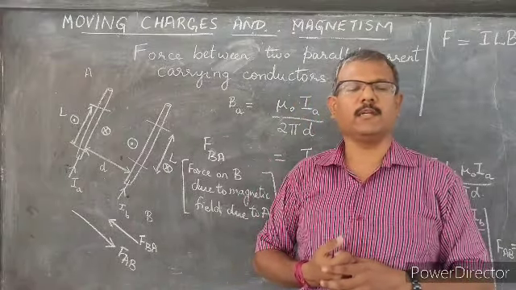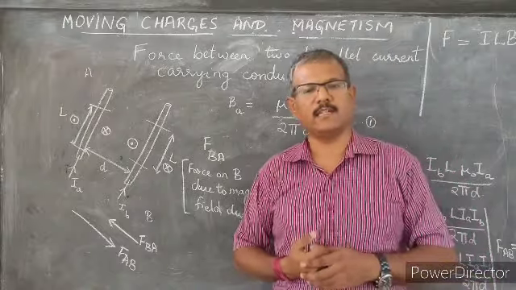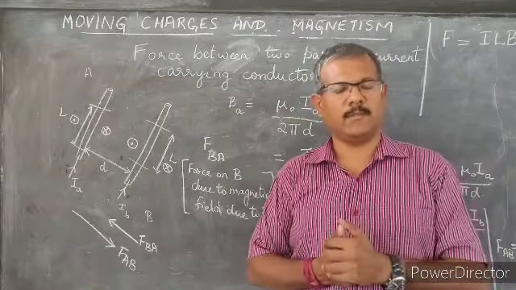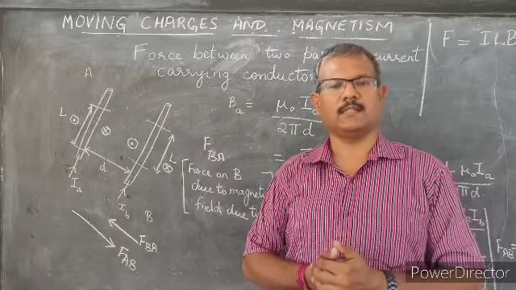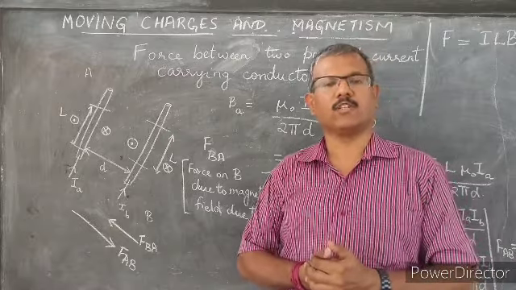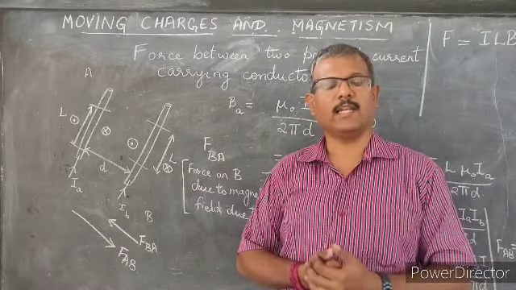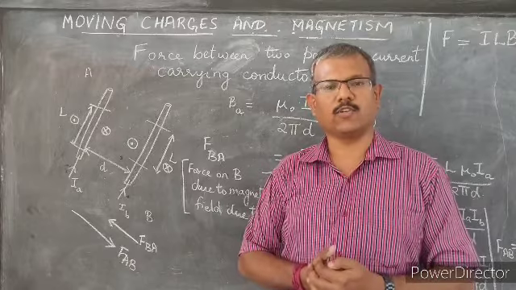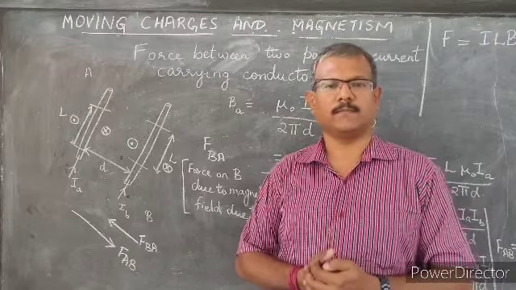Whenever currents are flowing in a streamlined fashion among two parallel conductors separated by some distance in the same direction, then there's a force of attraction. When the currents are in opposite directions, there's a force of repulsion.